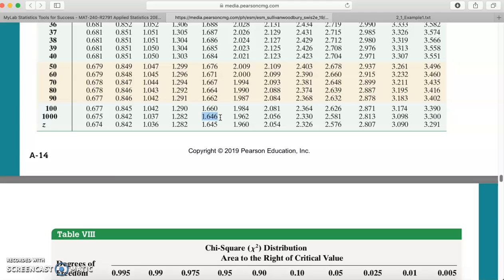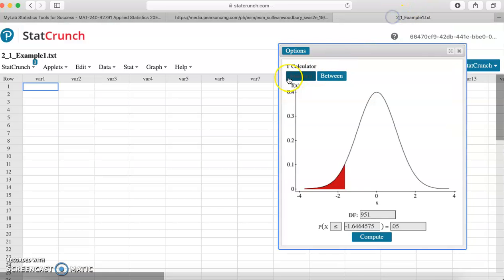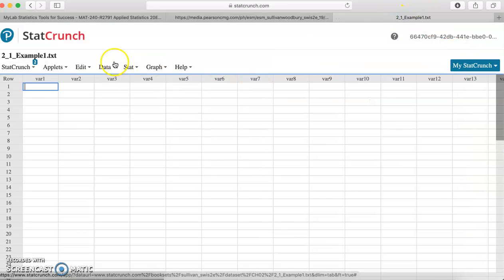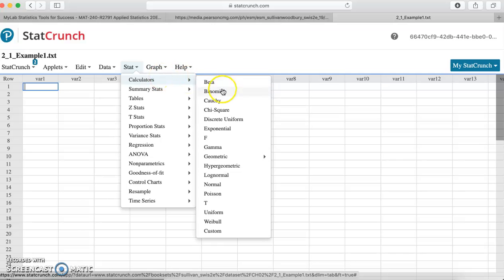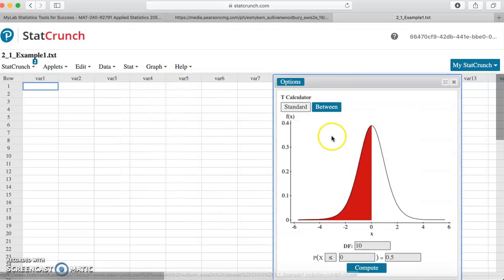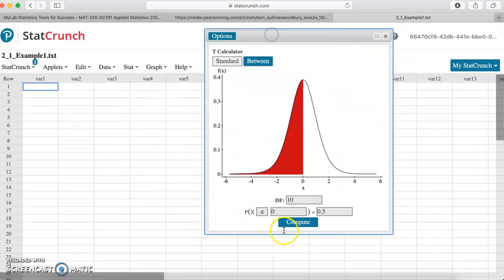T alpha over 2 equals 1.646. The other way to do this is in StatCrunch. I already did it here, but let me show you how to do it. You go to Stat, Calculator, you go all the way down to T, and we're looking at standard.